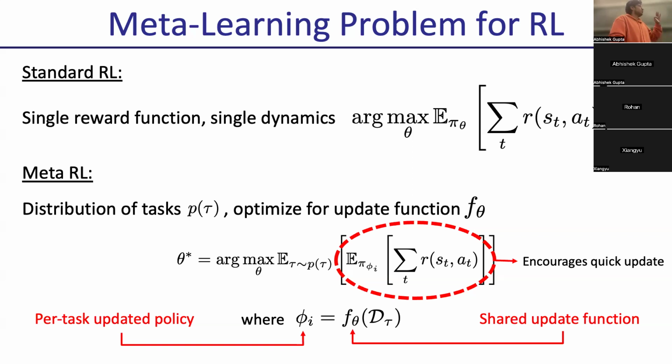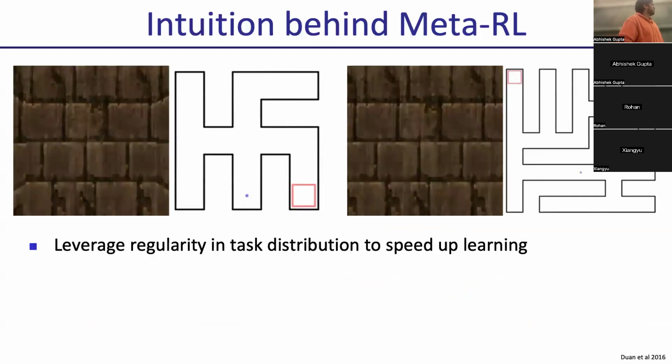And so the goal is to learn as quickly as possible, or in mathematical terms, to minimize regret, right? The intuition here is that you want to leverage regularity in your task distribution to speed up learning. So here's an example of solving mazes, right? You're trying to navigate in a maze to find a goal. The goal is given by some reward, right?